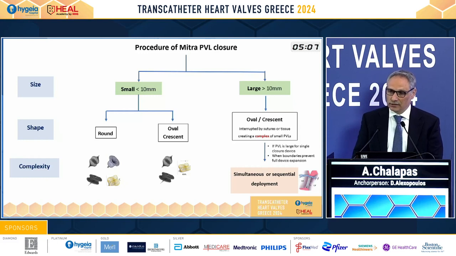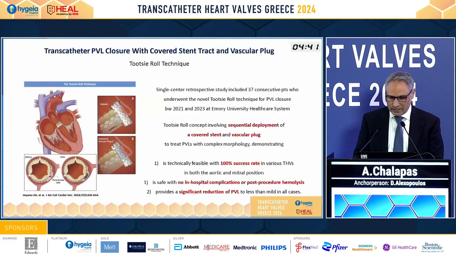And based on that, we can decide which type of device we have to implant and in which way: based on the size, if it is small or large, based on the shape, if it is oval or crescent, or based on the complexity. In case of complex anatomies, very large anatomies, or anatomies with boundaries which prevent the full expansion of the device, we can go with a simultaneous or sequential deployment technique.